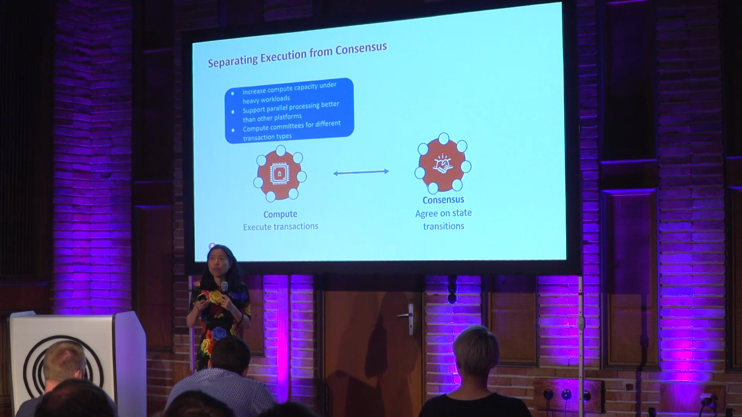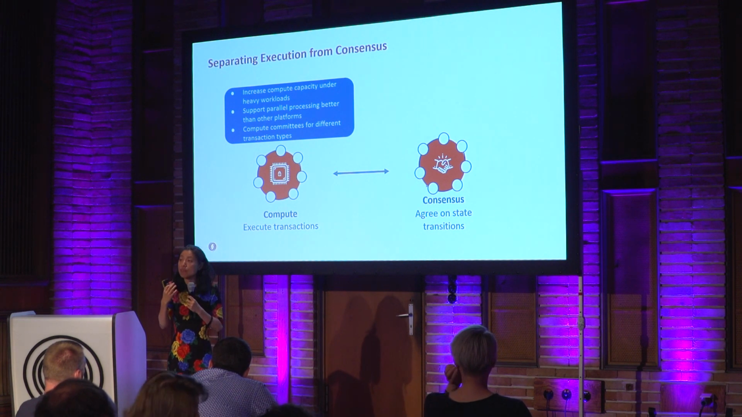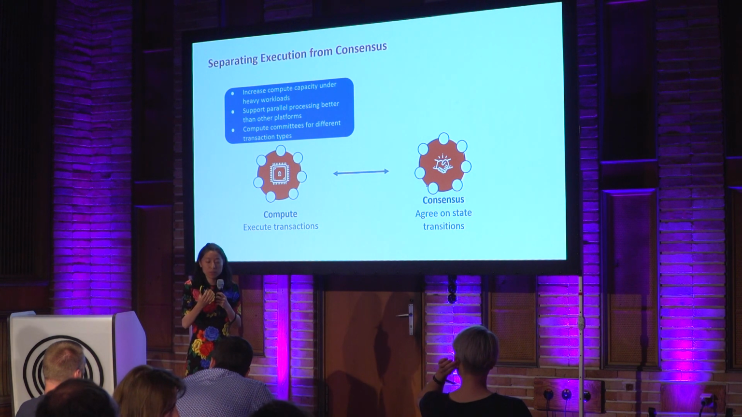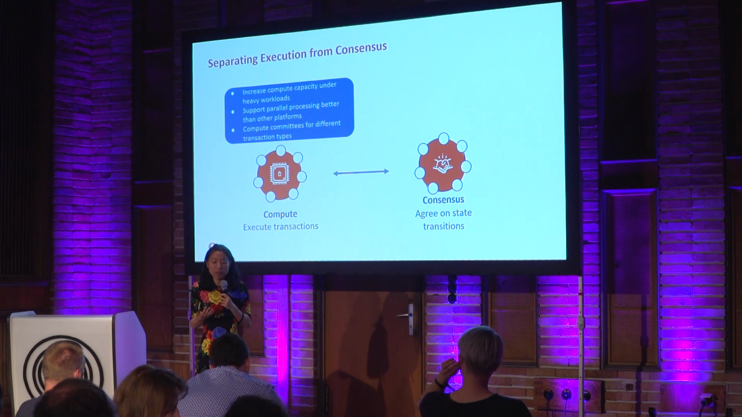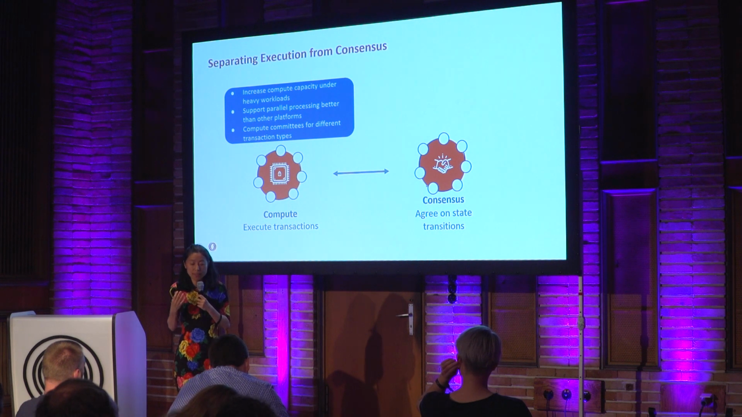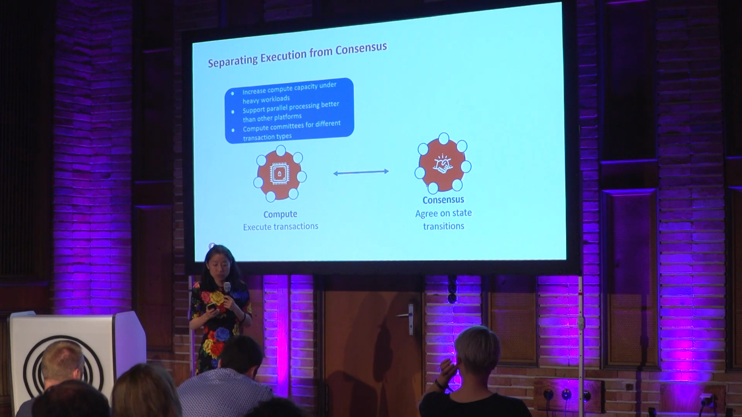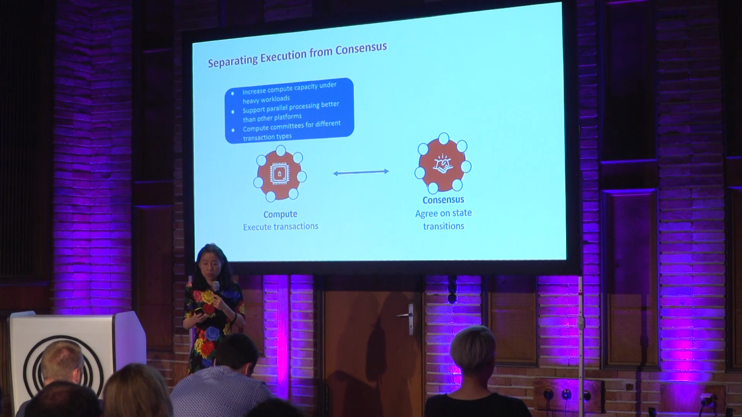So for example, in the Oasis network, we currently support both EVM, so we are fully backwards compatible with Ethereum Solidity smart contracts, and also a Rust-based smart contract language based on WASM.